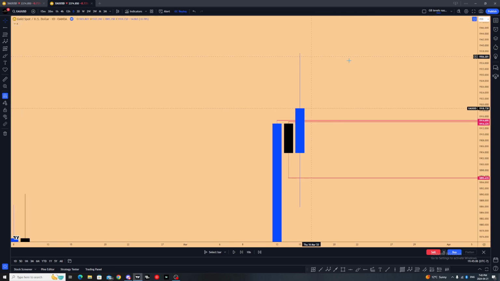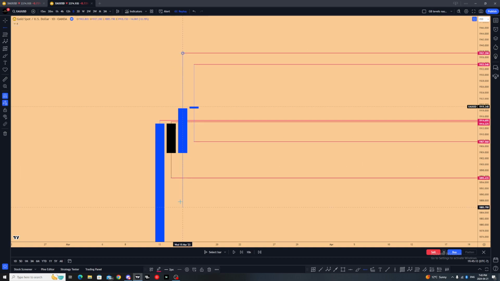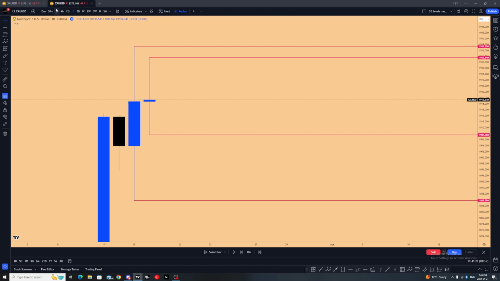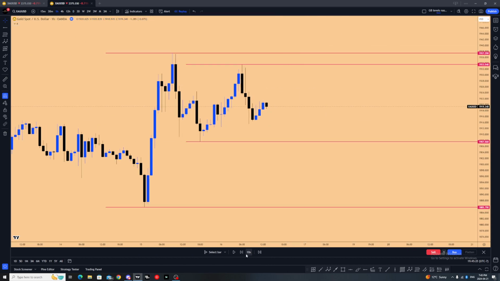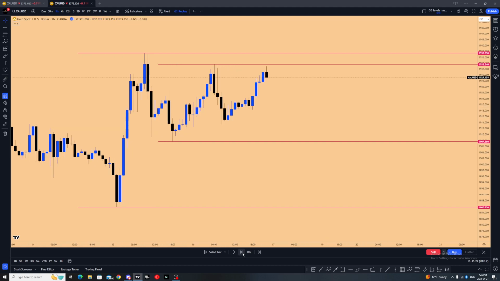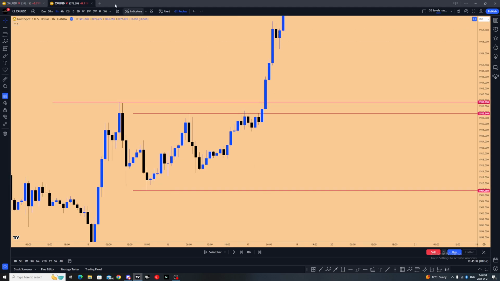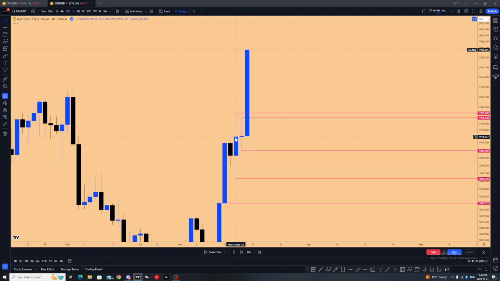So now that we are looking at the next daily candle as an inside daily candle, we have to map it out on the daily chart. Okay. And now we're going to go on the hourly chart and see if we can get a trigger. Nope, no trigger. It just kept going up.